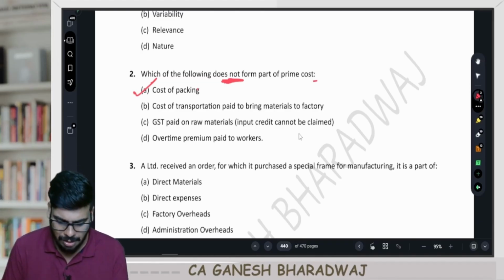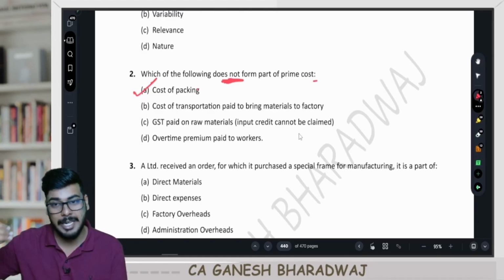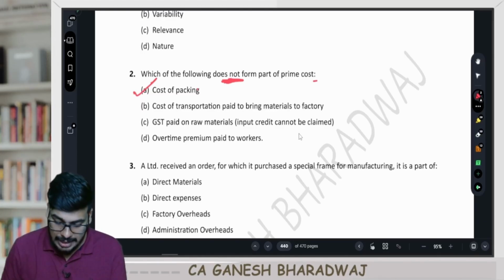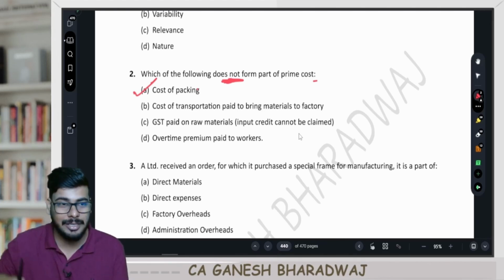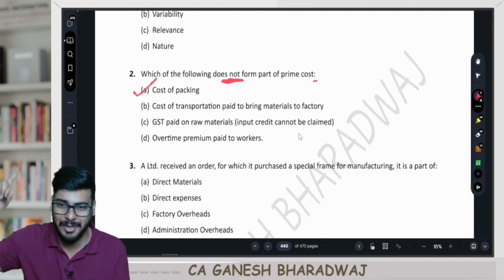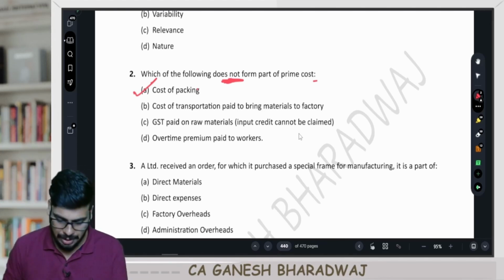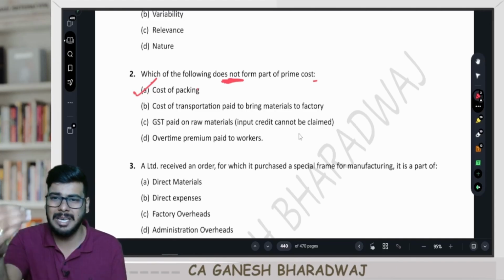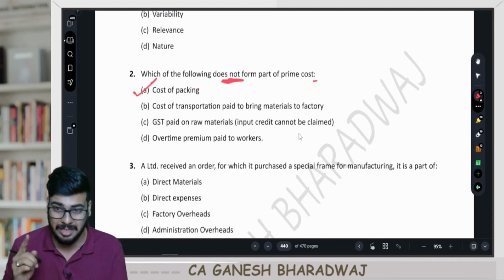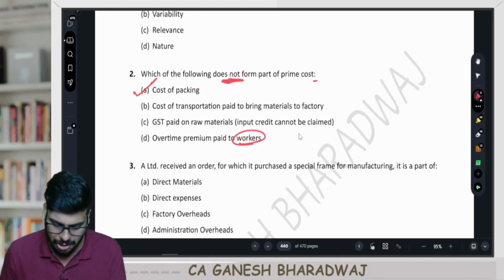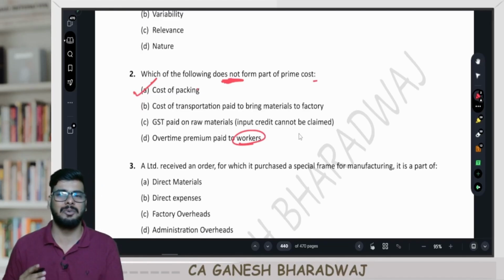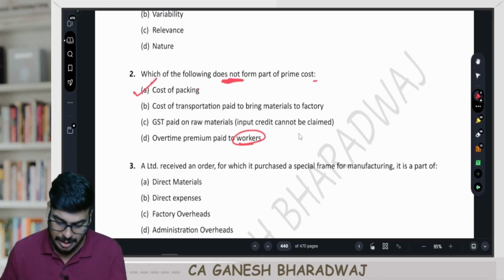Read the others also. Cost of transportation to bring the materials to the factory, added in material cost. GST paid on raw material, input cannot be claimed. I told you it is added. Look at this. This is how they are testing. We covered everything here. See, we are reaping the benefits now. Next, overtime paid to workers. Any amount paid to workers, EF, PSI or anything paid to workers. Workers are direct labor. It comes under direct labor prime cost component only, guys. Yes or no? So basically this is the answer. Clear with this? We are discussing the logical reasoning for all these things.